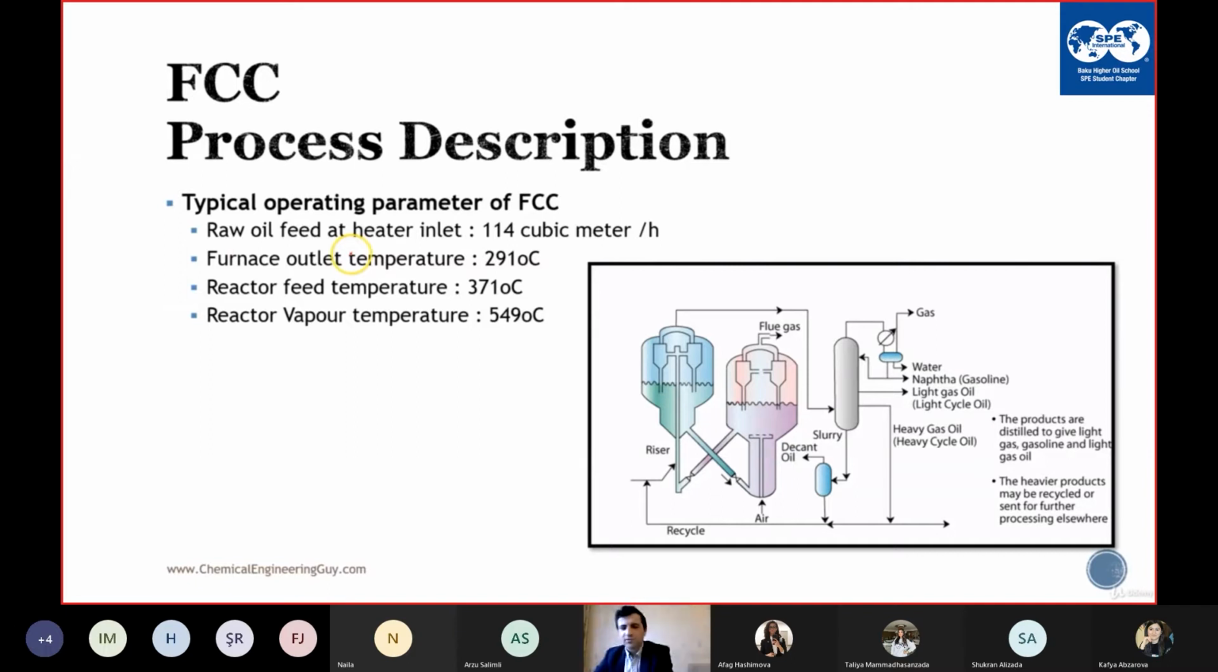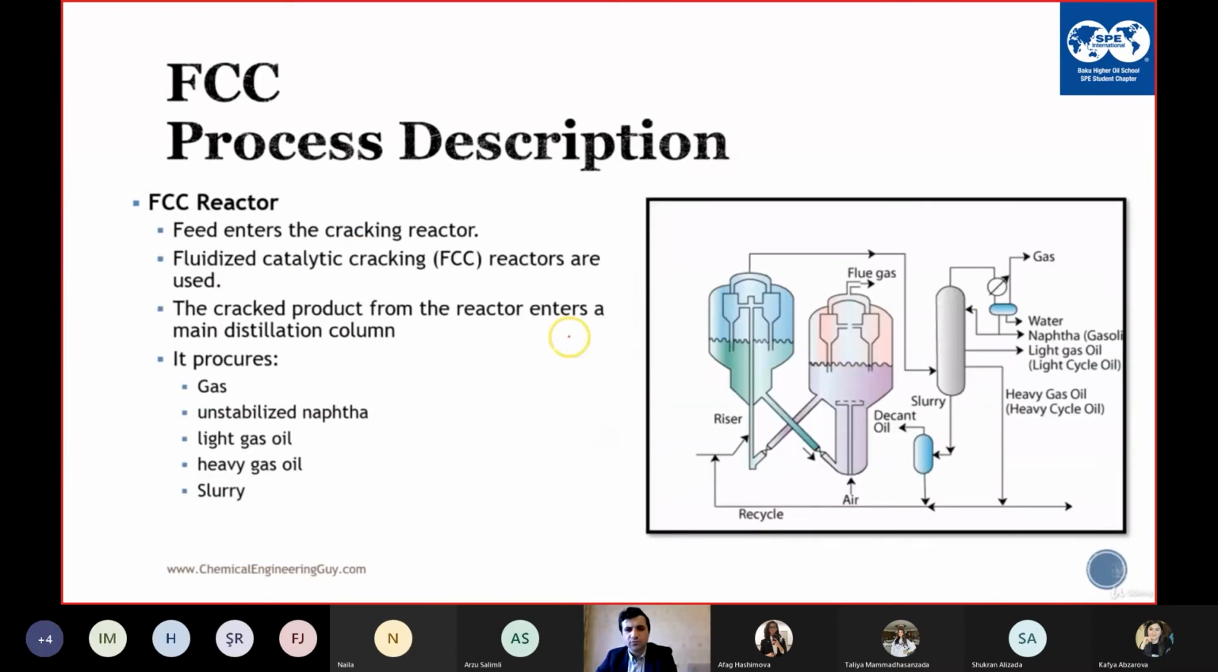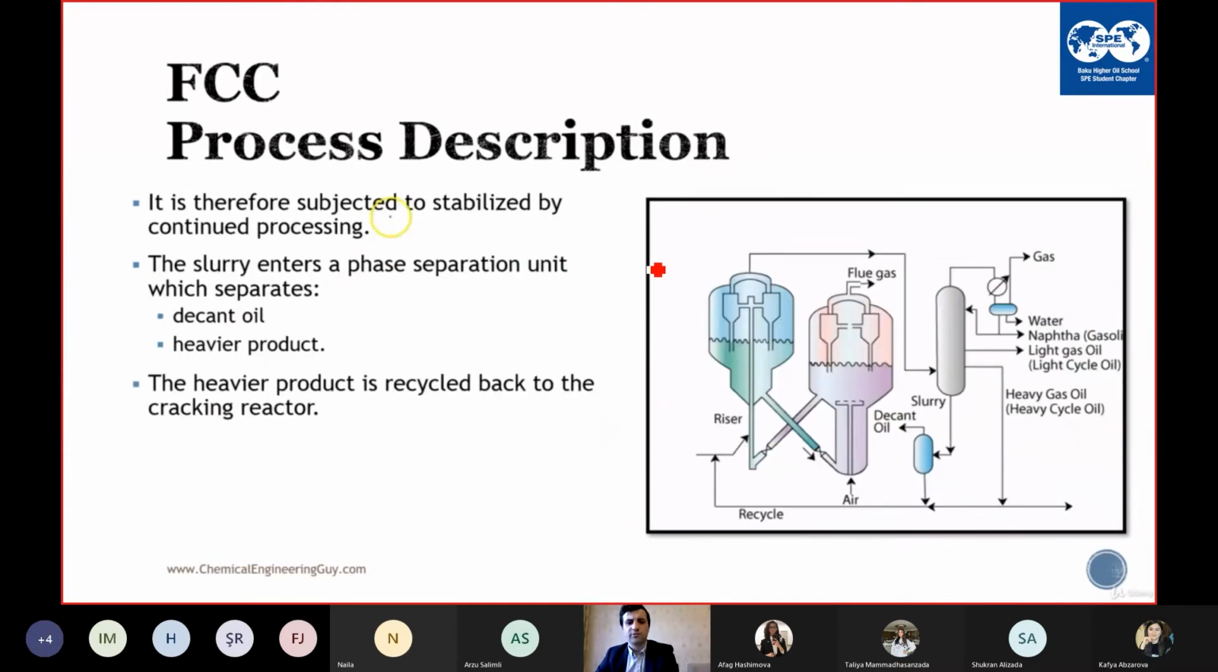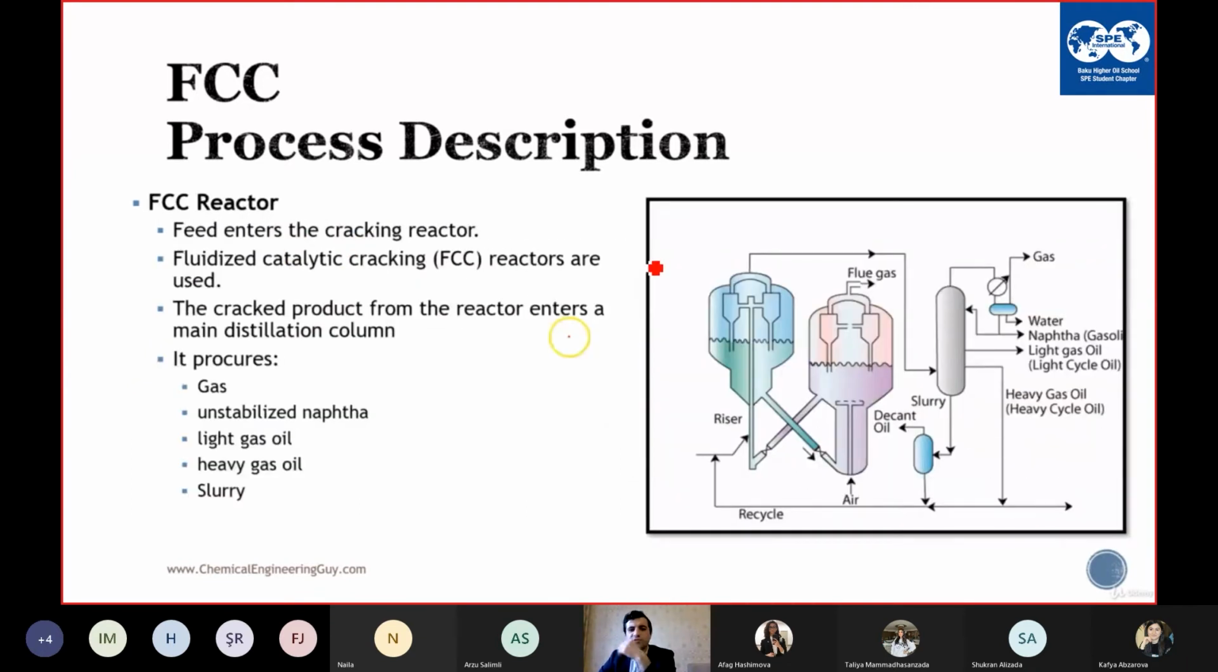So I will explain the process here. So FCC reactor, feed enters the cracking reactor, and this is the riser reactor. FCC reactor, we call it also riser reactor. And this is your feed, which is VGO feed, and here catalyst.